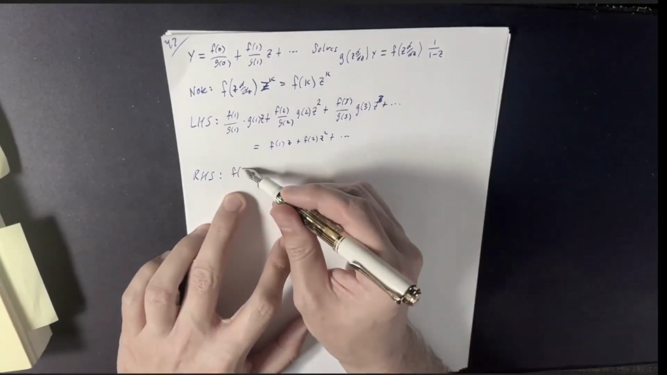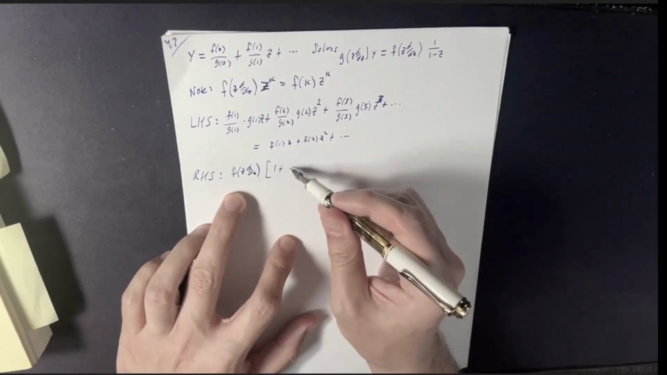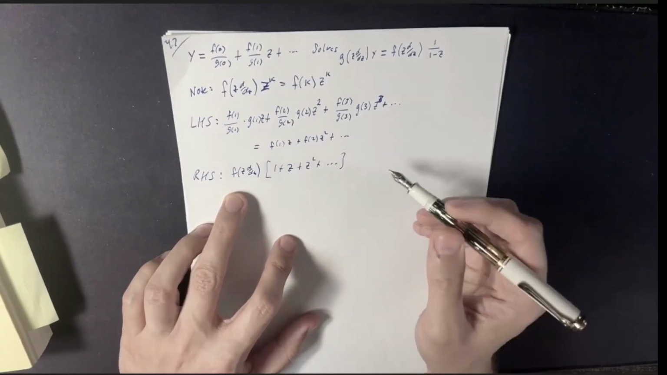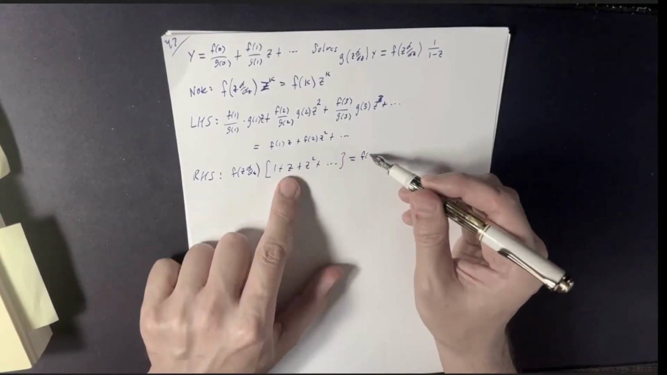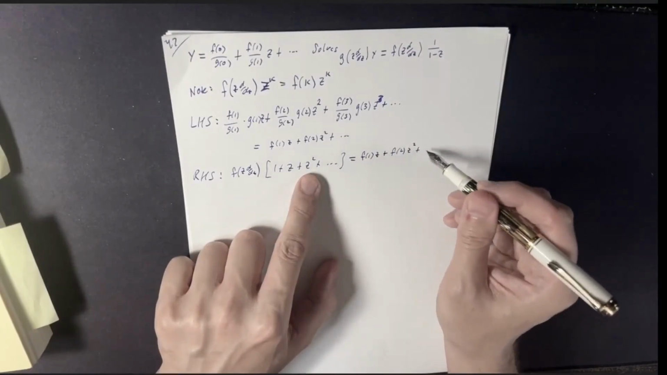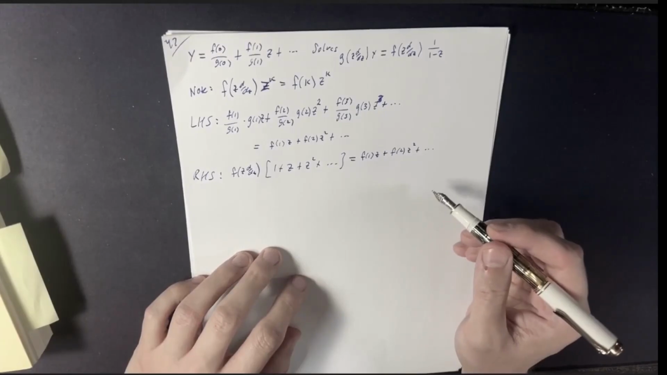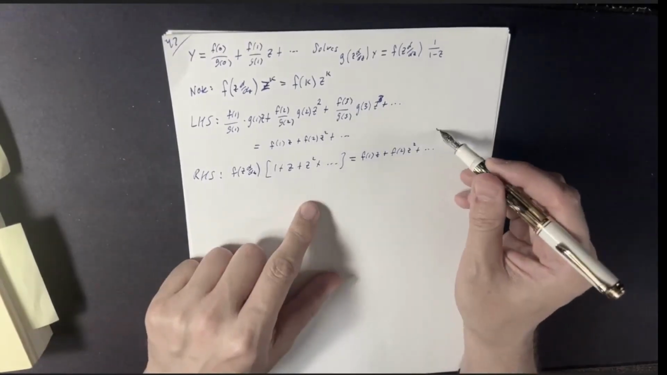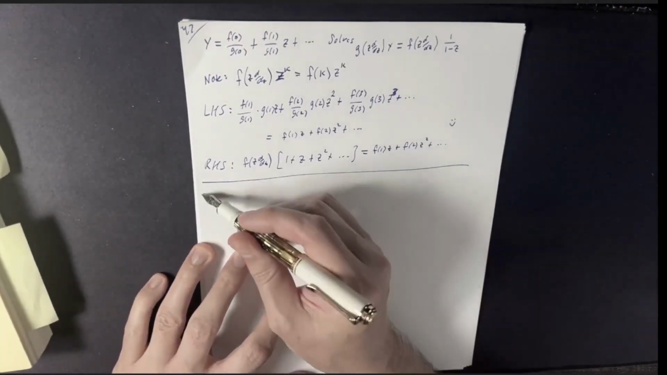Take f of z d/dz applied to this geometric series, and you're getting 0 plus f1z plus f2z squared, and so on. So boom, Bob's your uncle. I don't even know where I got that expression. But they're equal. Yay. For once, an easy problem.